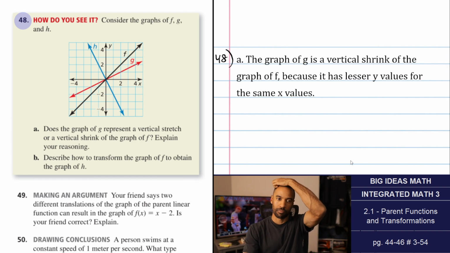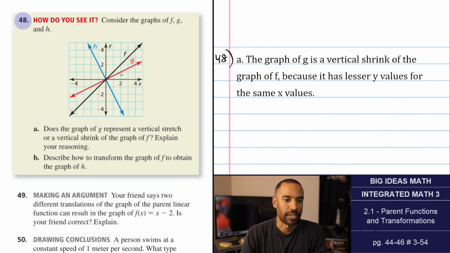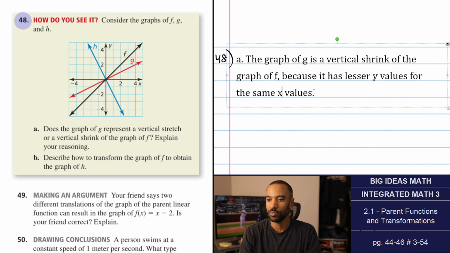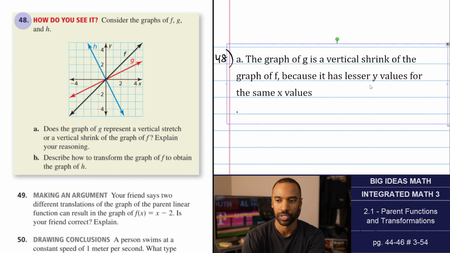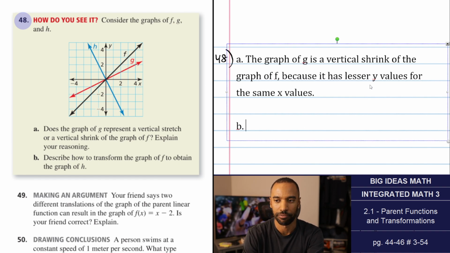That's kind of the way I'll say it, right? Vertical shrink by a factor of 2. Twice as small here. Instead of 2, 2, it's 2, 1. Instead of 4, 4, it's 4, 2. That kind of thing. Part B, describe how to transform the graph of f to obtain the graph of h. Well, you might use slopes to figure it out.